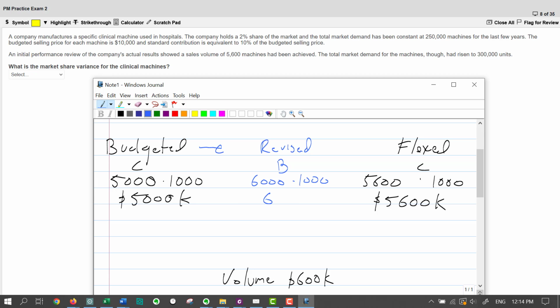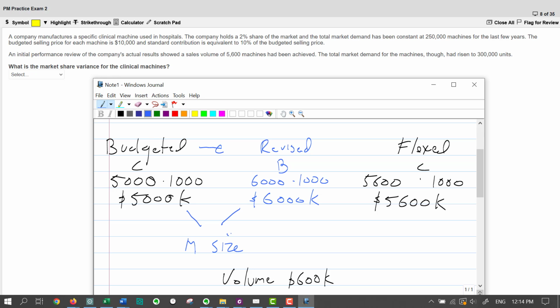Or 6 million. Now that we have another figure in there, we can break down that volume variance. This one is about the market size, isn't it? The market grew. So our profit is higher from a higher market. And that would then be the 1 million, wouldn't it?